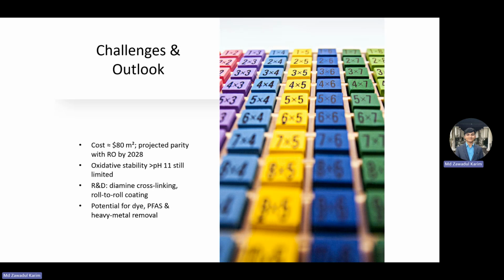So if we solve these, GO membranes could become the go-to solution for dyes, PFAs, and heavy metals. It must be noted that as we spend more time and resources in the research of graphene filters and filtration systems, these little kinks would be ironed out very shortly in a relative amount of time.